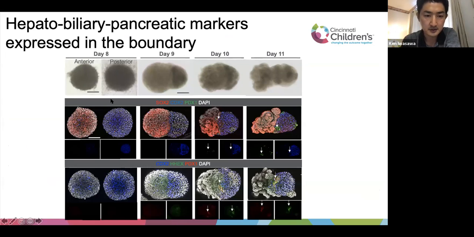So again, this is the anterior and the posterior gut marked by SOX2 and CDX2. But as the time goes with the boundary formation, you can see the PDX1, which is a pancreas / extrahepatic bile duct progenitor marker, and also HEX, which is a hepatoblast progenitor marker that spontaneously arises from the boundary of the two. And this happened spontaneously without adding any signaling cues to the media.